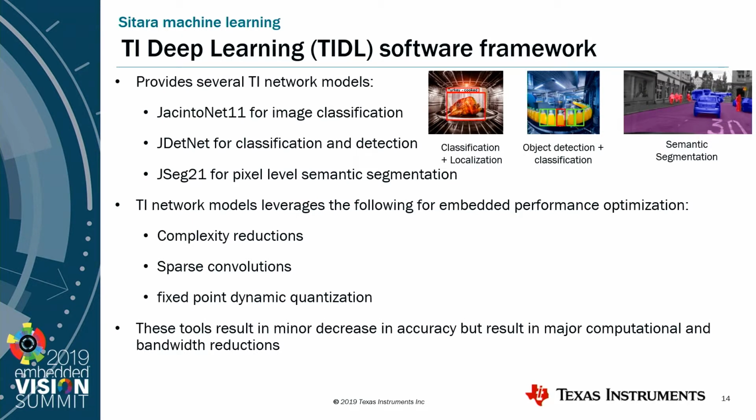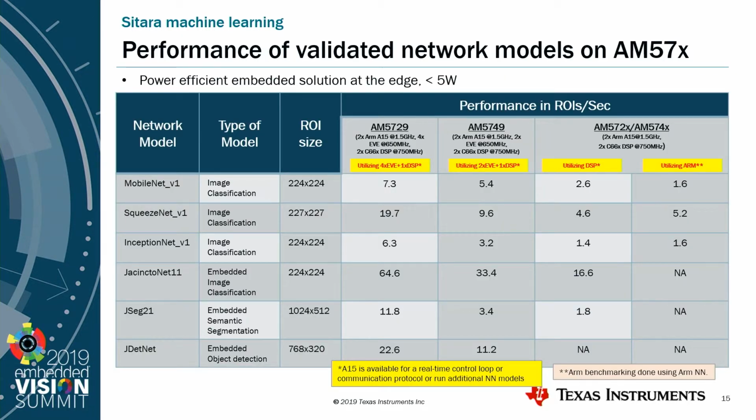So let's look into the performance of the validated network models. Before my presentation, the gentleman here was talking about how the popular network models are designed to win the competition. They are not suitable for the embedded processors. Similarly, which is true for everyone. So here what I'm showing is the performance of the MobileNet, SqueezeNet, and InceptionNet network models, which are the open source network models, along with the TI provided example network models.